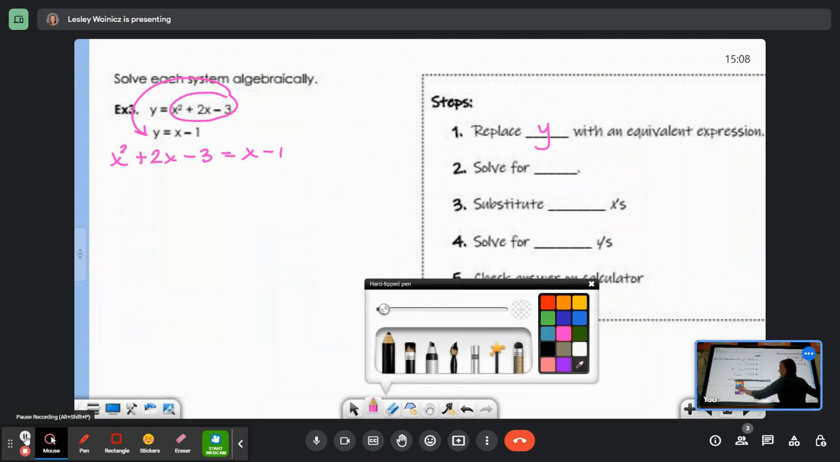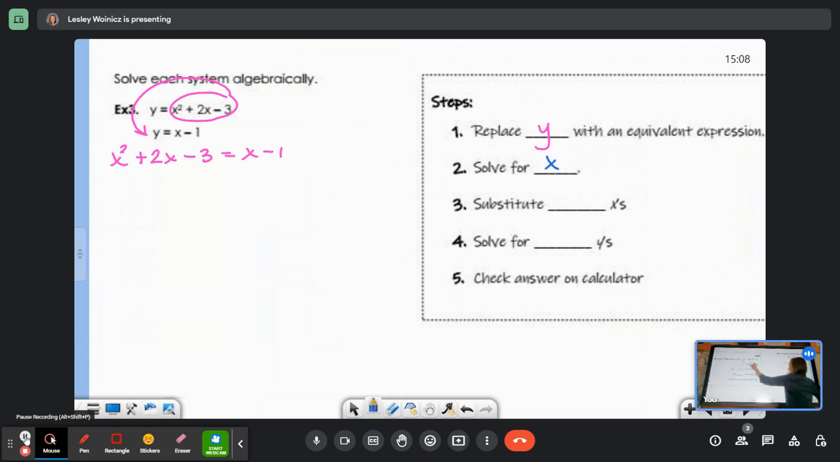Take away x from both sides. We're going to solve for x. Minus x, minus x. What else can we do to both sides? Careful. Add 1, add 1. Good. That gives us x squared plus x minus 2 equals 0. We have standard form set equal to 0. We're ready to rock and roll.